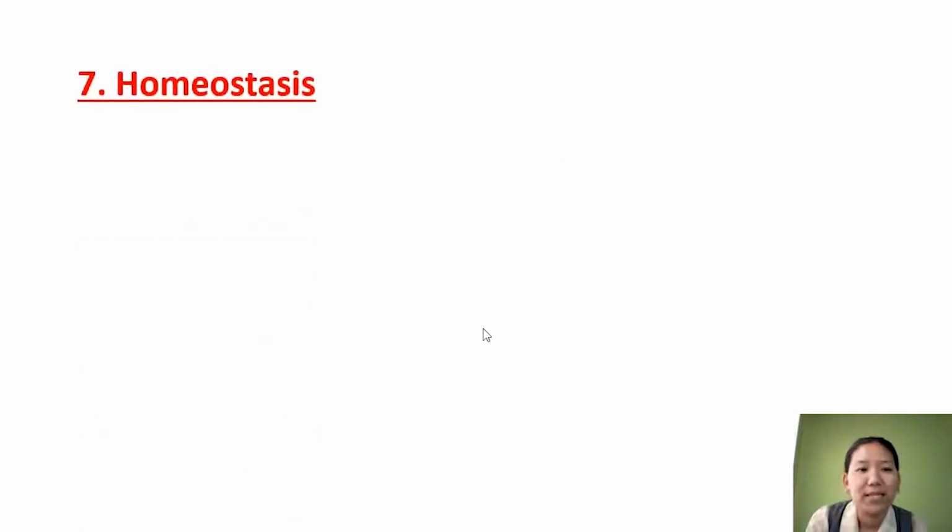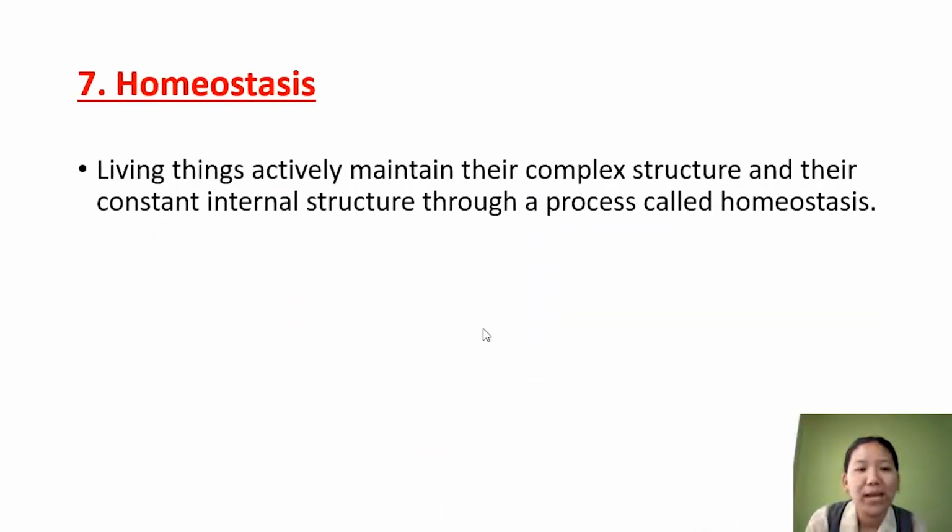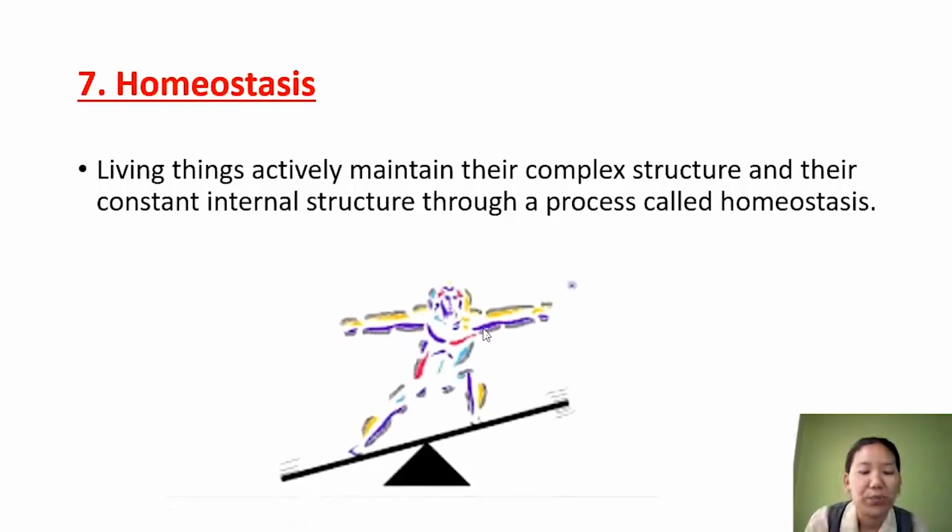Next, homeostasis. All living organisms actively maintain their complex structure and their constant internal environment through a process called homeostasis. All living organisms try to balance the internal environment, internal metabolism. So this balance is very important here.